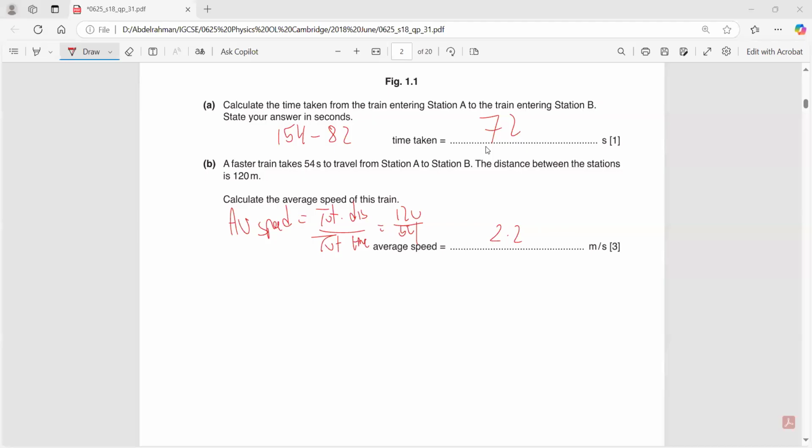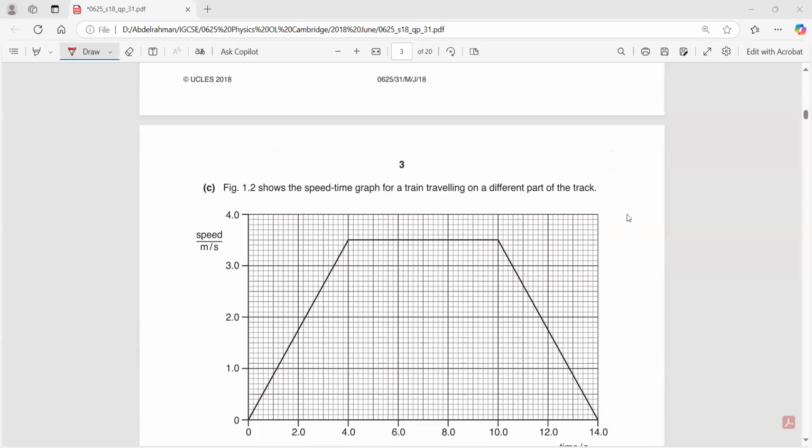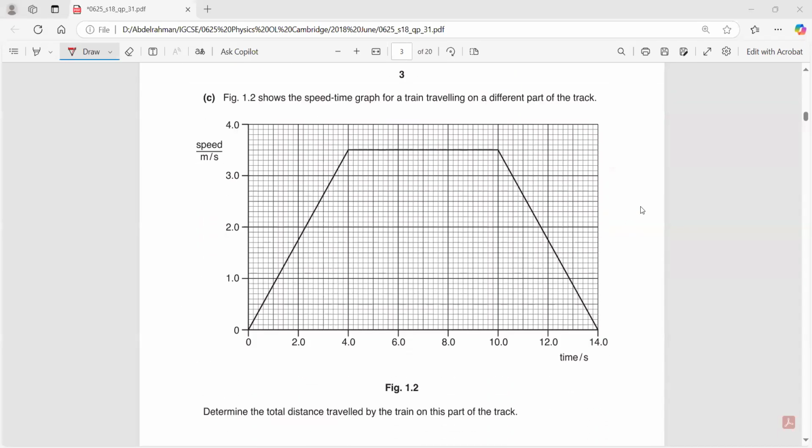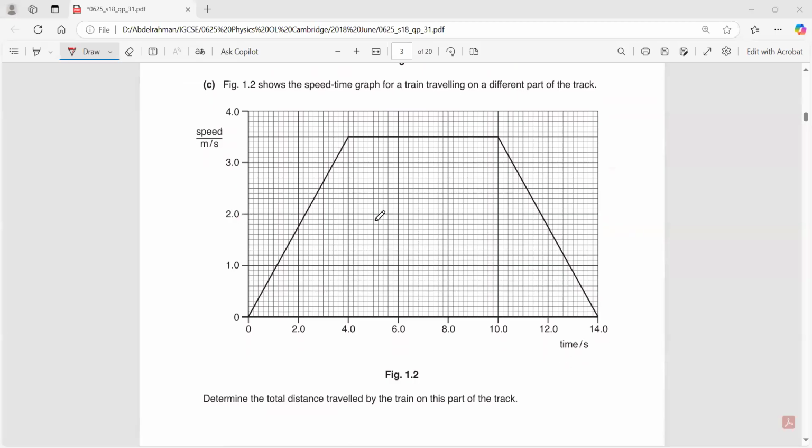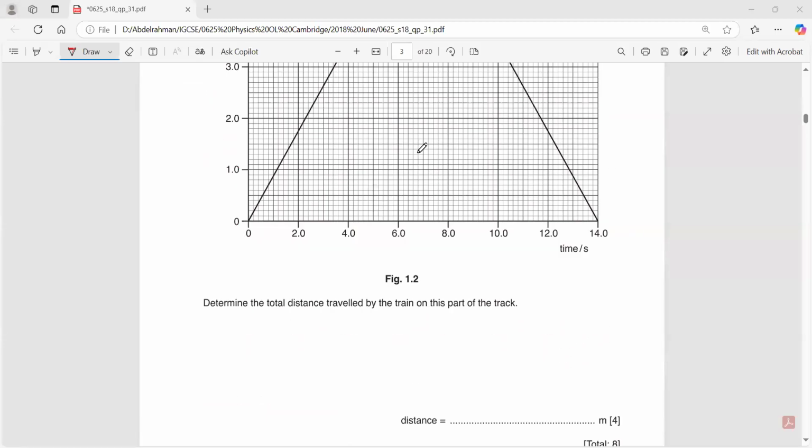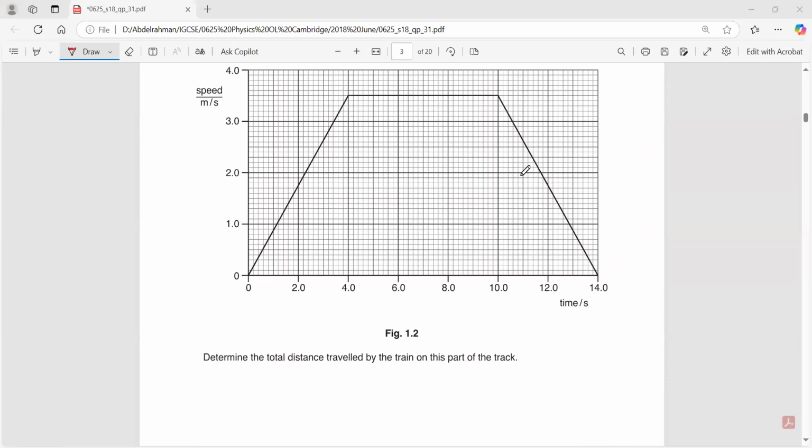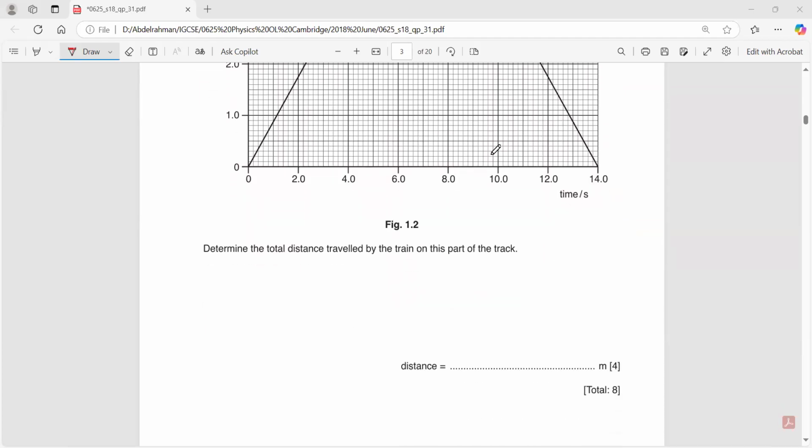Moving on. Next question. Okay, we have a lot of answers. I'm very proud of you. Determine the total distance traveled by the train on this part of the track. How can I find the total distance if I have a speed time graph? You find the total distance covered by stating the area under the graph. Yes, area under the graph.